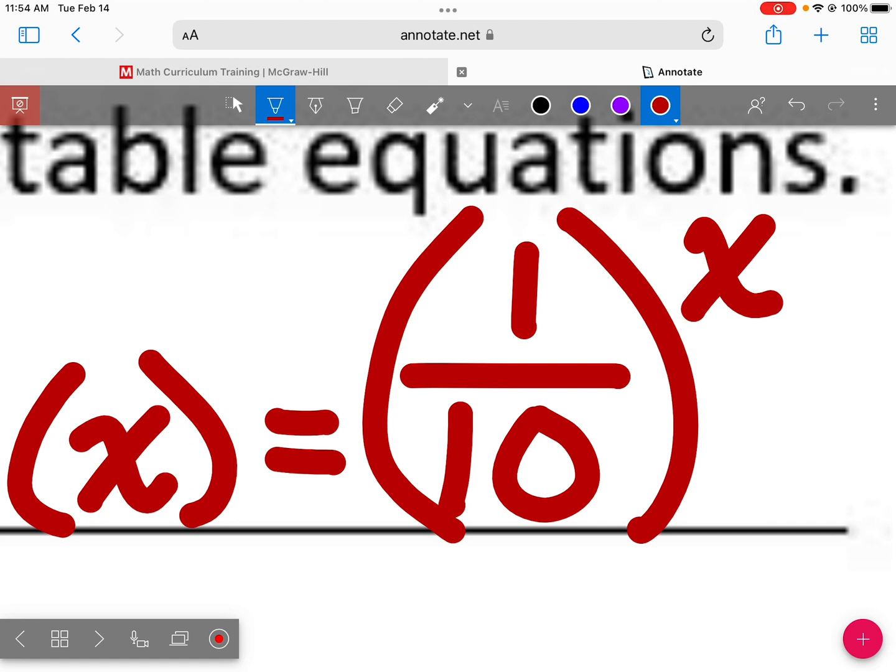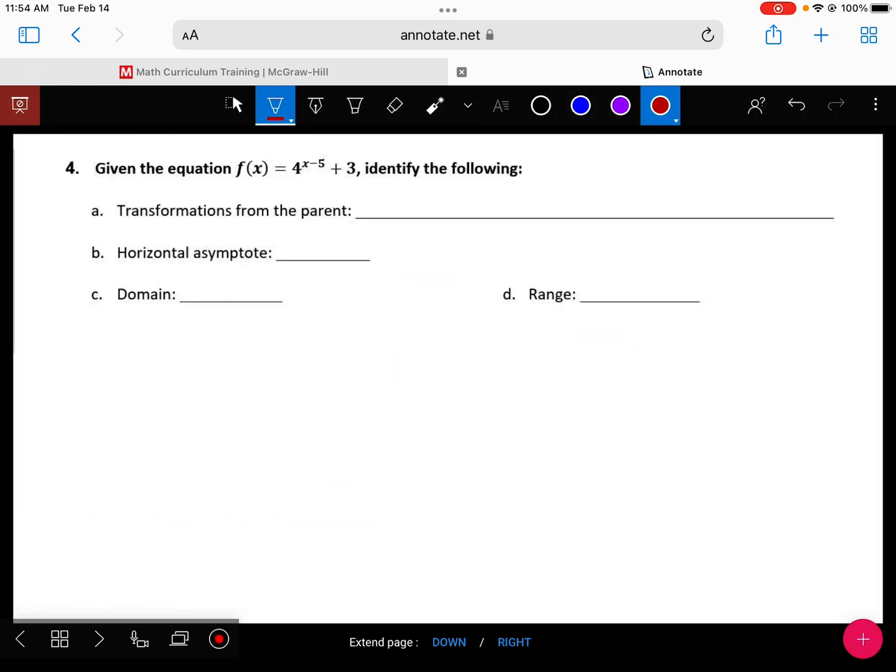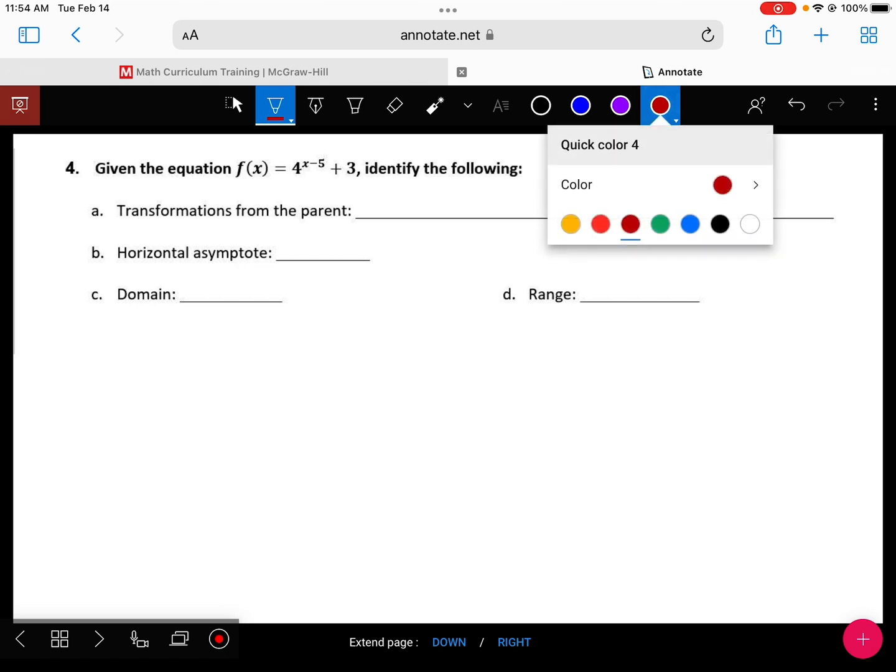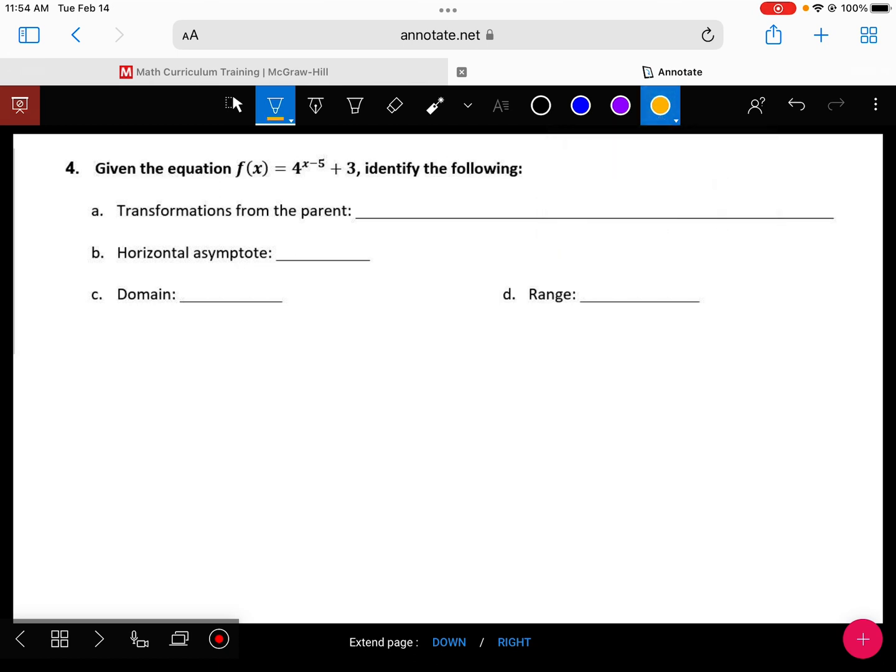Cool. Let's look at number 4. What does number 4 want me to do? What's it asking us to do? Identify the following, so identify the transformations from the parent. That's the first thing I need to do here.